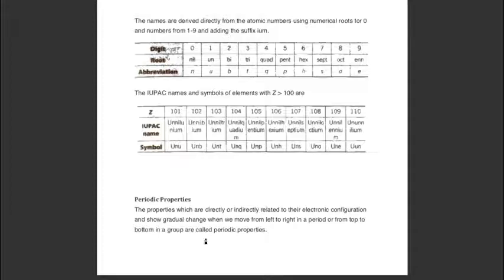As we have seen, the elements are placed according to their electronic configuration in the modern periodic table. So as we move from left to right in a period or top to bottom in a group, at every step the electronic configuration will change and hence the properties of elements also change. Let us discuss these properties one by one.